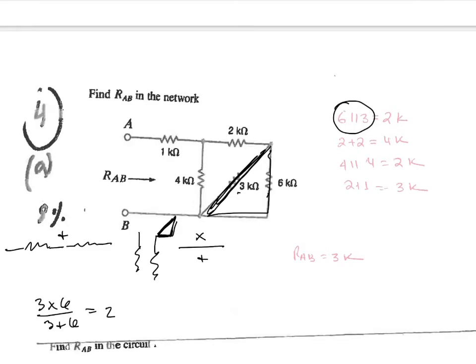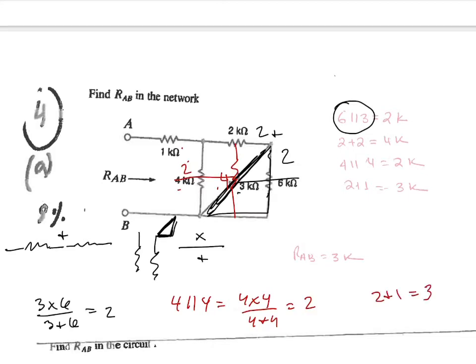Alright, so now we have a 2, and then 2 plus 2 is going to equal 4. So now we can redraw this whole thing here as 4, and now these are parallel, so we can do 4 parallel 4, which equals 2. So now we can do 2 plus 1, which equals 3.